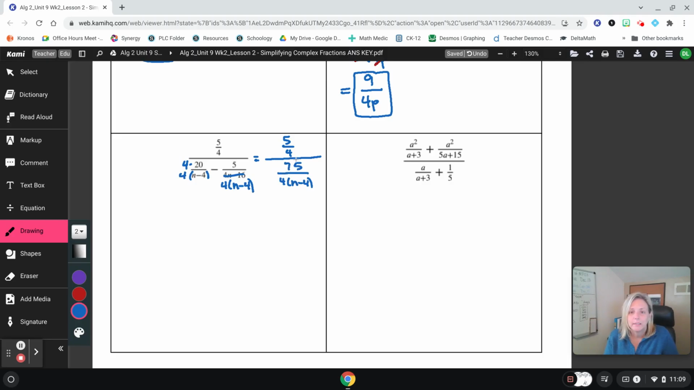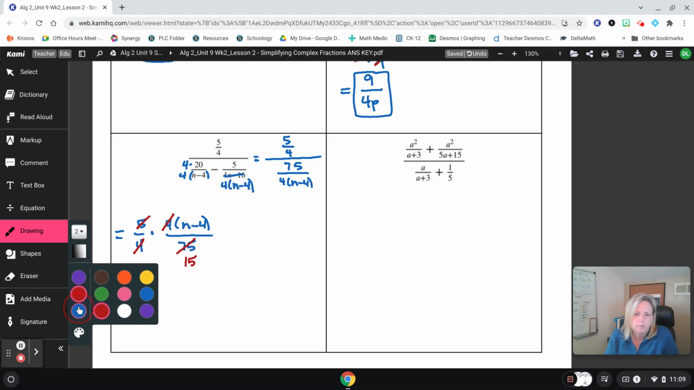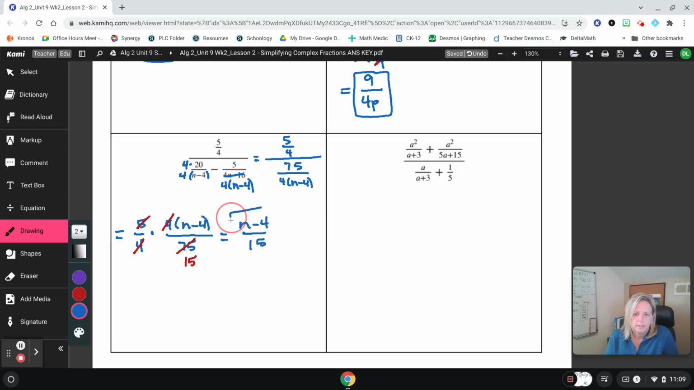Okay, now we can do the multiply by reciprocal step. So the numerator is the same. That's 5/4 times, remember we have to flip this one. So we're going to do 4 times n minus 4 on the numerator, and then 75 in the denominator. And now we can look for things that will cancel out. 5 goes into 75 15 times. So if we simplify this, we get n minus 4 over 15.